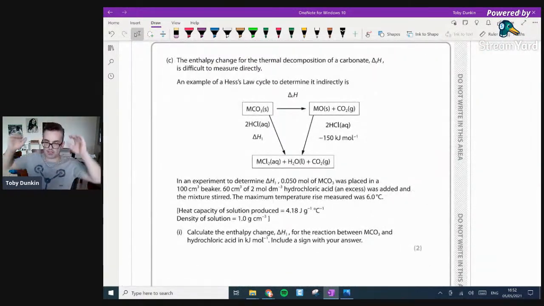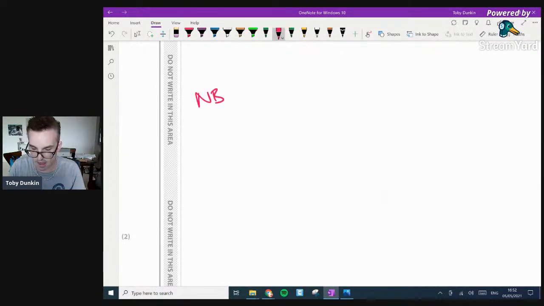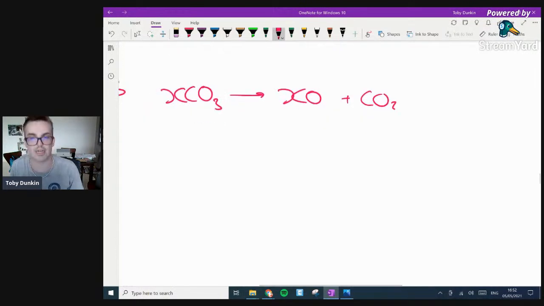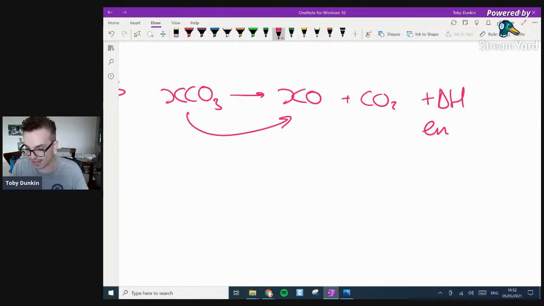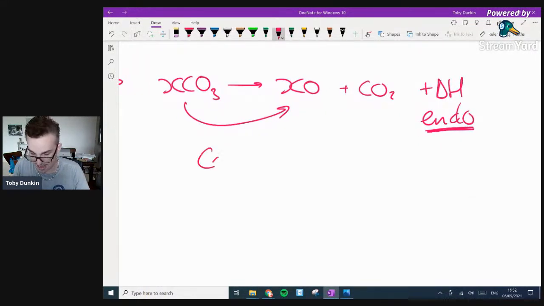Okay. The enthalpy change of the thermal decomposition of the carbonate is difficult to measure directly. This is correct. A very common question. Nota bene here, folks. Endothermic reactions. If you take XCO3 and you decompose it to XO and CO2, making bonds is exothermic. Breaking bonds is endothermic. We're breaking this into two pieces. This is going to be endothermic. We know this, and you cannot measure these directly.